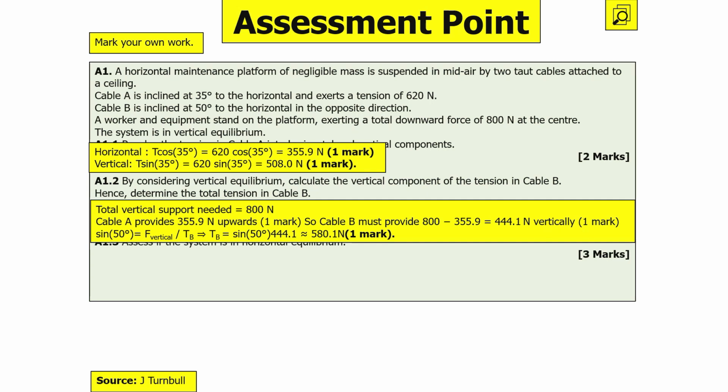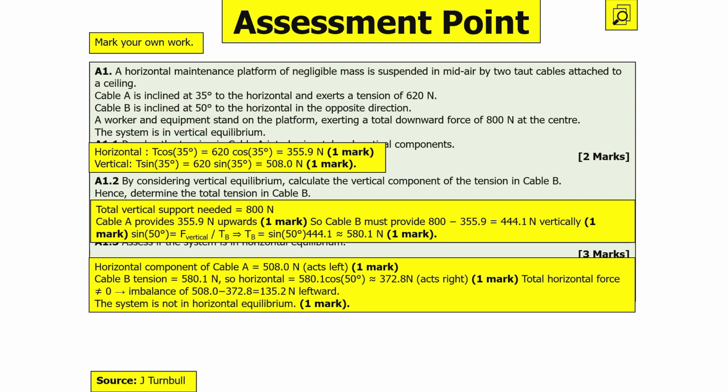444.1 newtons vertically. Now we know sine 50 is equal to F vertical over the tension due to cable B, so therefore cable B is equal to 444.1 over sine 50, so it's 580.1 newtons.